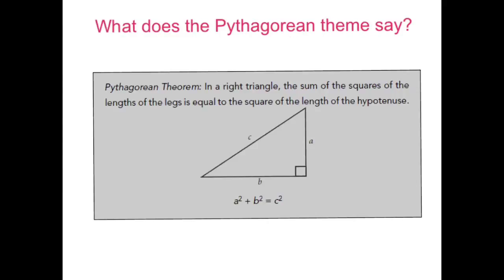The Pythagorean theorem says that in a right triangle, the sum of the squares of the lengths of the legs is equal to the square of the length of the hypotenuse. Sounds confusing, but all it's saying is the length of side A squared plus the length of side B squared will give you the length of side C squared.